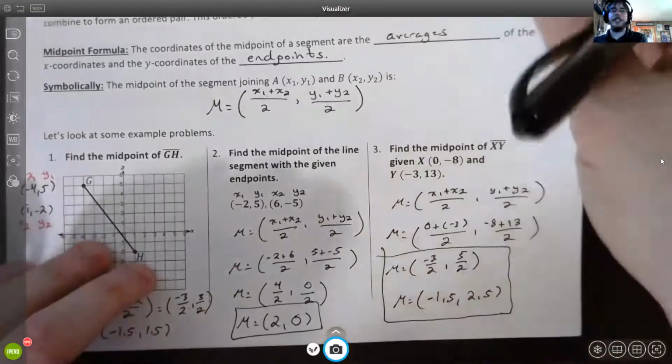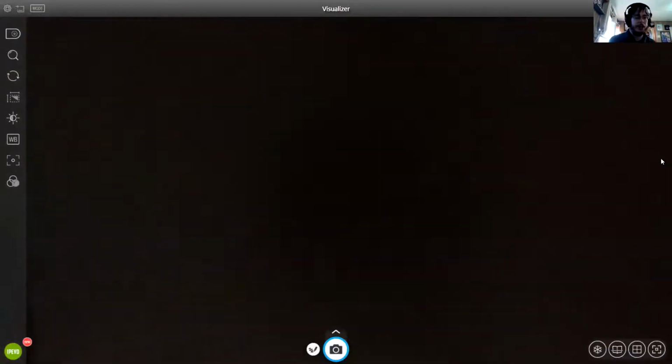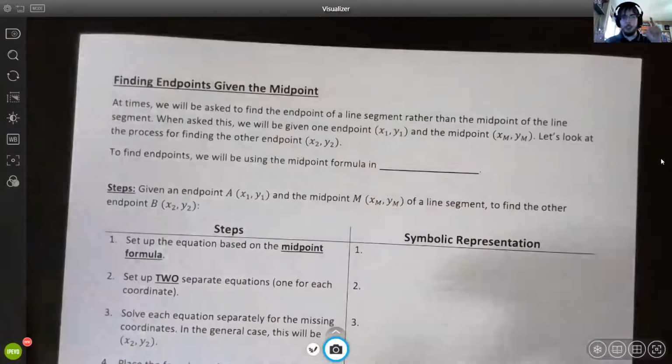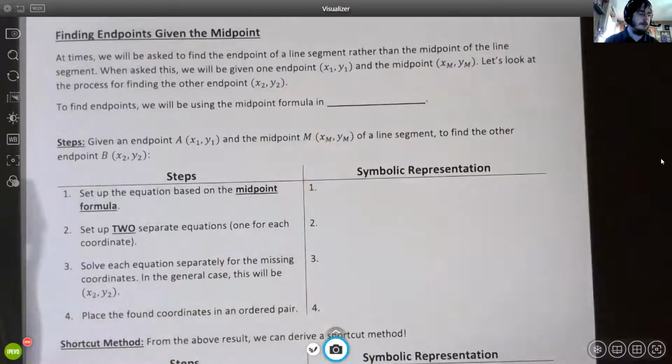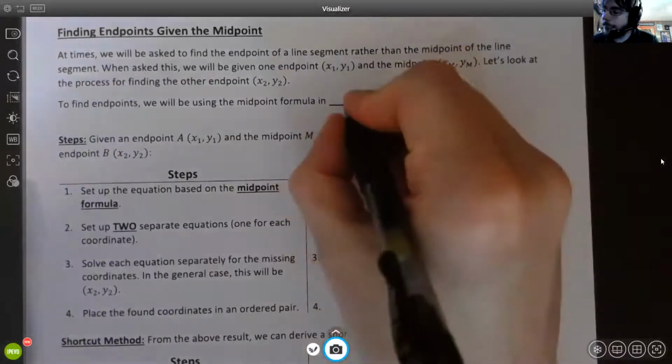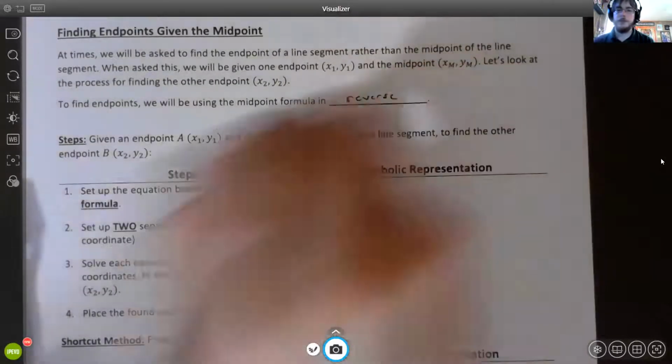All right, so the next formula we're going to talk about is basically the endpoint formula. And while it doesn't really have a formula, it's based on the midpoint formula, okay? So at times we will be asked to find the endpoint of a line segment rather than the midpoint of the line segment. When asked this, we will be given one endpoint and the midpoint. Let's look at the process for finding the other endpoint. To find the endpoints, we will be using the midpoint formula basically in reverse.